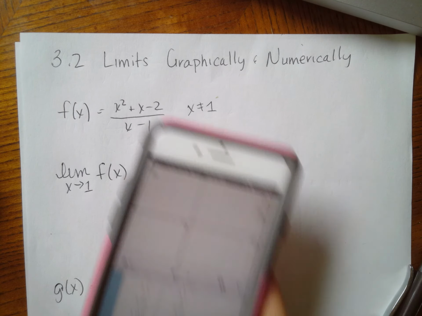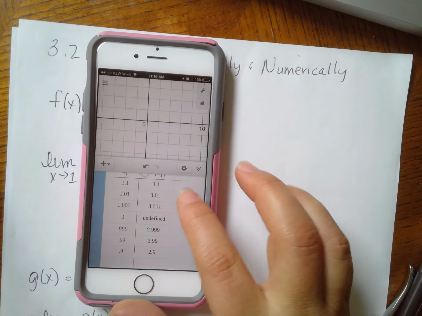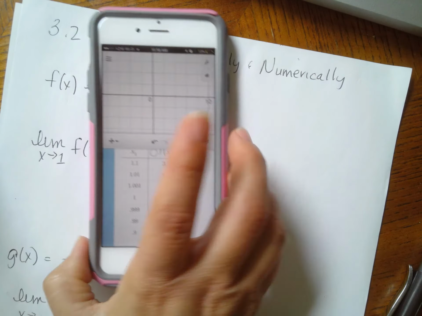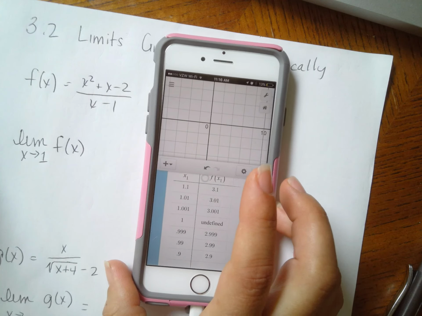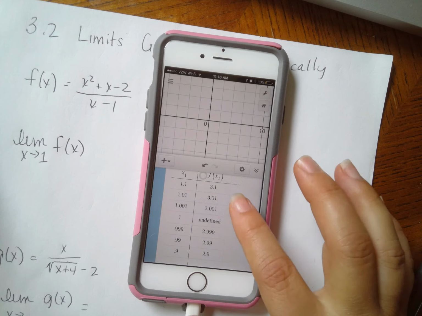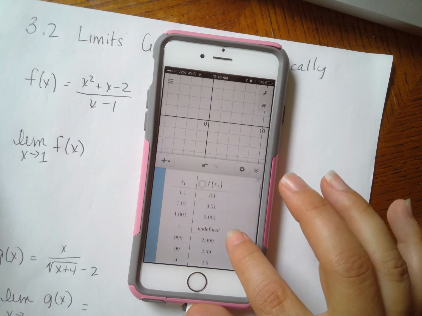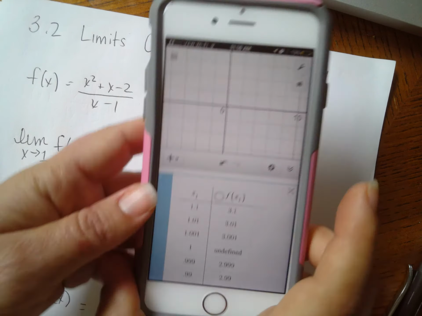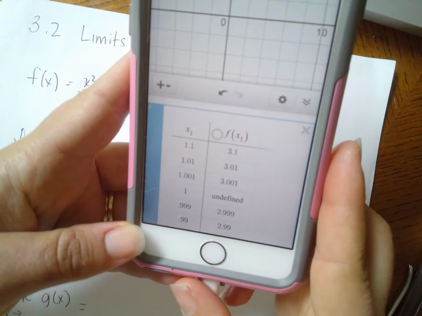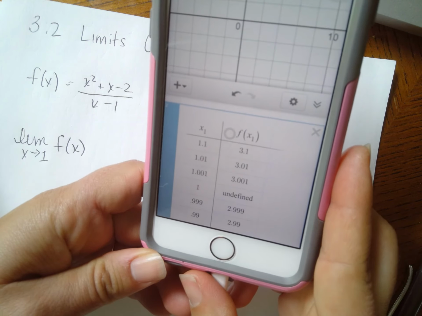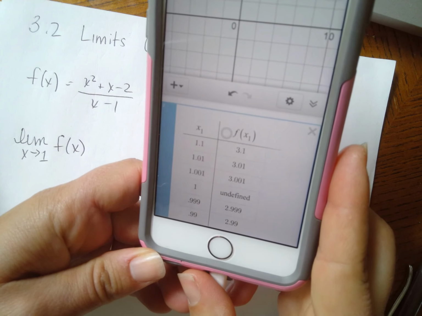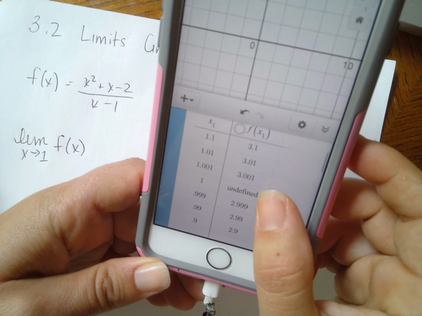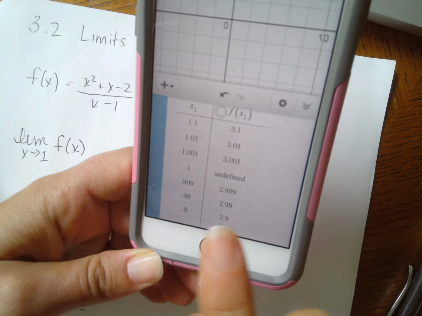Okay, so we're going to first look at a table. I have f already defined here. f is our function here, which is x squared plus x minus 2 over x minus 1. And this is kind of nice, that Desmos will allow me to make this table. So let me see, maybe I can move this up a little bit so you can see it better. And what I'm doing with this table is I'm putting in values on both sides of, you see the 1 there in the middle.